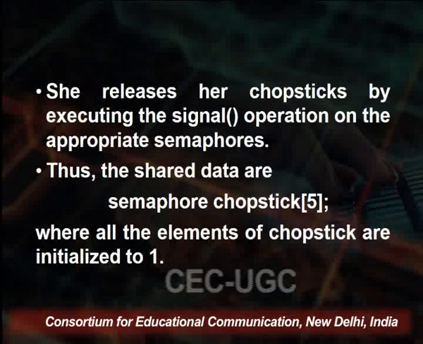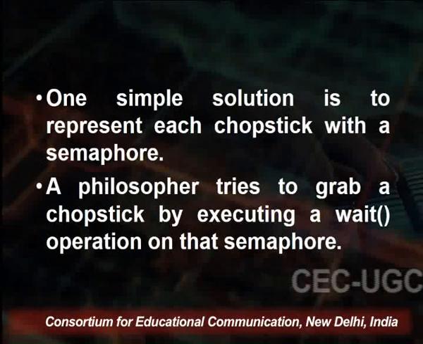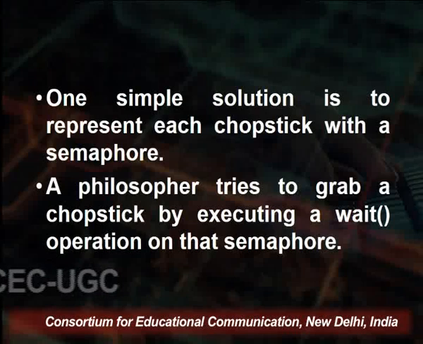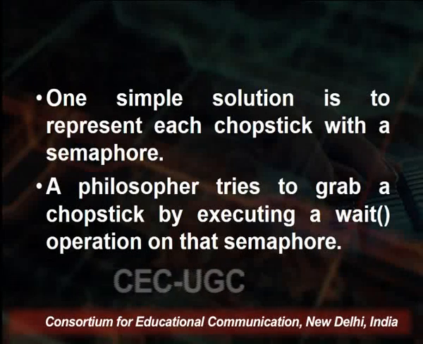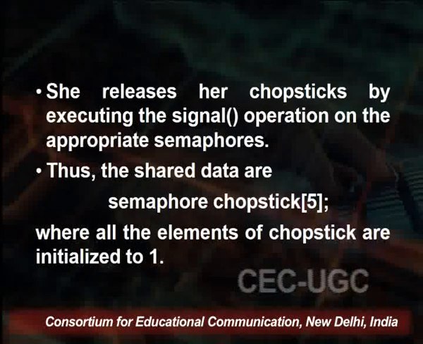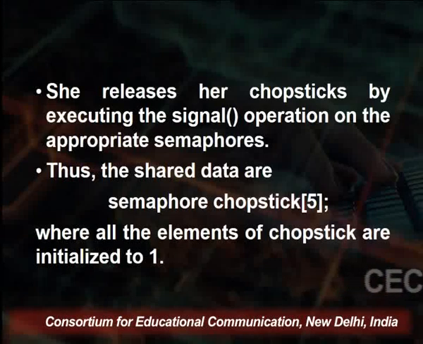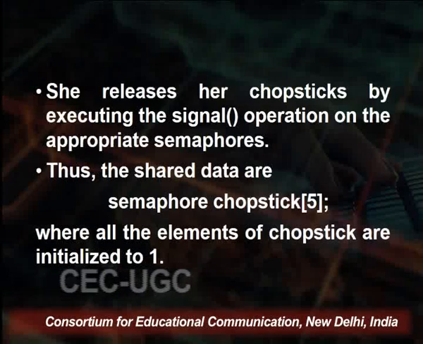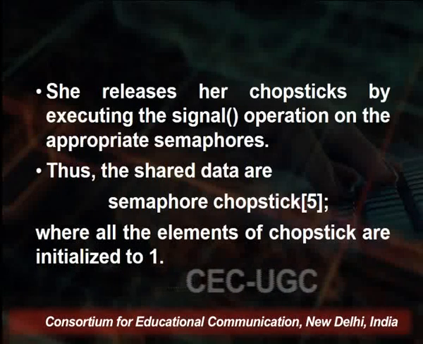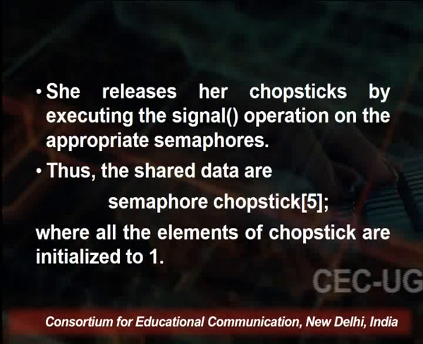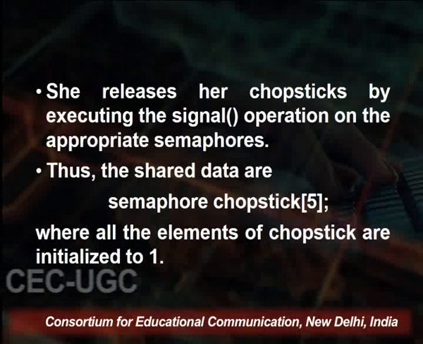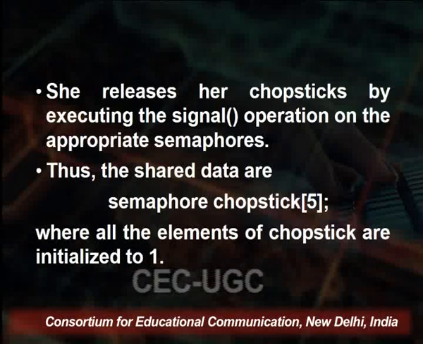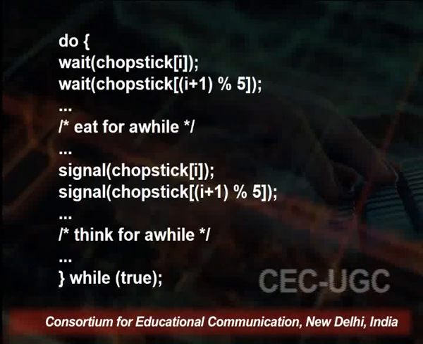So, whenever a philosopher is hungry, she tries to grab a chopstick by executing a wait operation on that semaphore, and she releases her chopsticks by executing the signal operation on the appropriate semaphore. So, 5 pieces of shared data in the form of semaphores, where each one is initialized to 1. That could be one way to a solution.